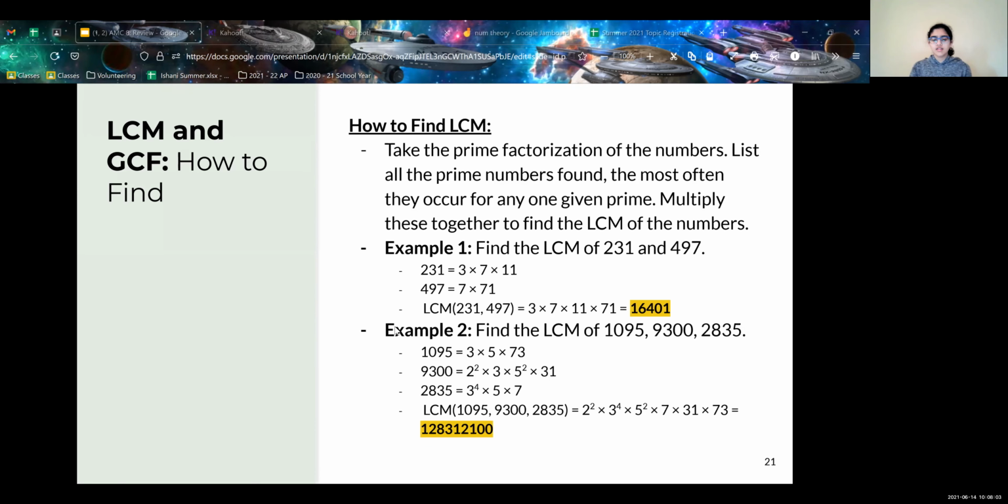Right, because 3 to the power of 4 is divisible by 3 to the power of 1. If we multiply the other numbers that are also in there, but aren't in 3 to the 4, so if you multiply the other two 3s, it would still be a multiple, but it wouldn't be the least common multiple. It would just be a common multiple. Do you guys have any questions?